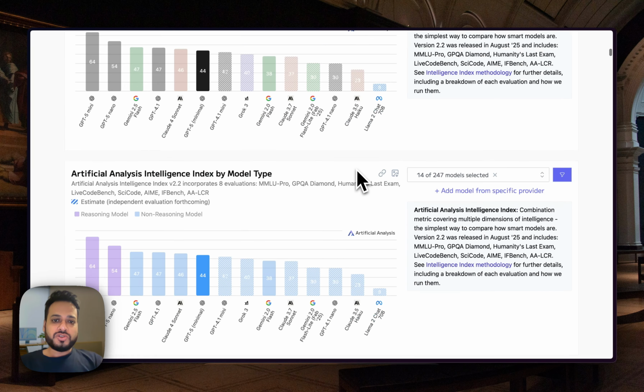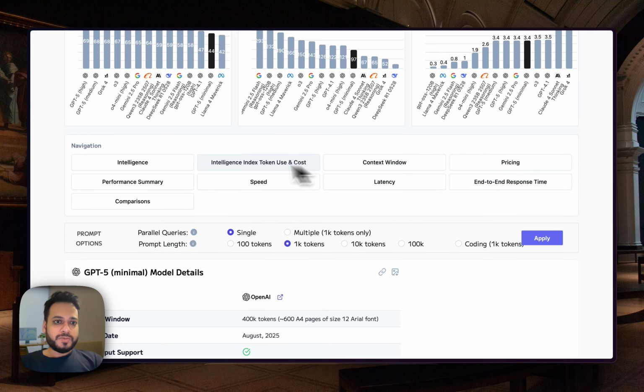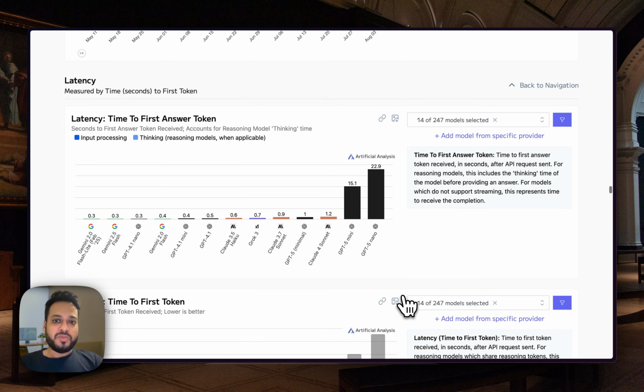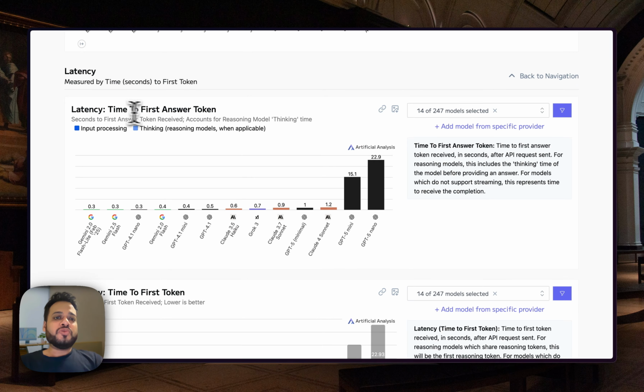Okay, let's move on to latency. Very, very important part. In latency, time to first answer token is the most important thing when we have to benchmark any model for voice agents. And for this, Mini and Nano don't really look that good because they are reasoning models.